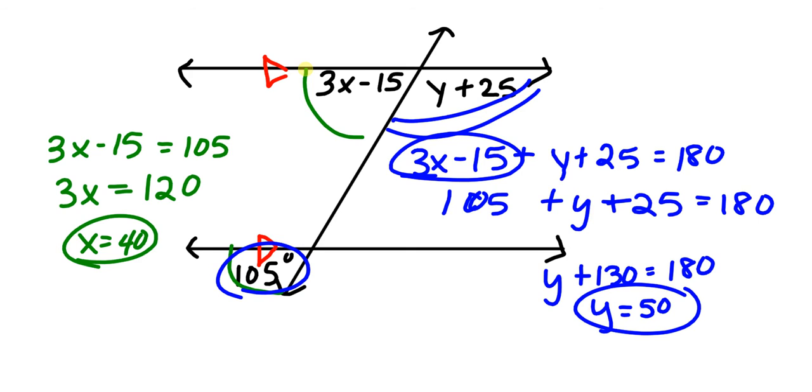So that's finding your variables. One good way to check your work is to substitute those values back in. If I substitute in 50 for y, I get 50 plus 25, which tells me this angle right here is 75 degrees. And if I substitute 40 back in for x, then I get 120 minus 15, which is 105 degrees. If I add 105 degrees to 75 degrees, I do get 180 degrees, which is what that linear pair's measures have to add up to.